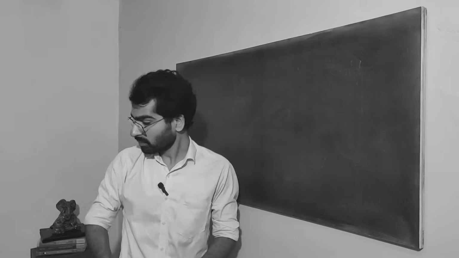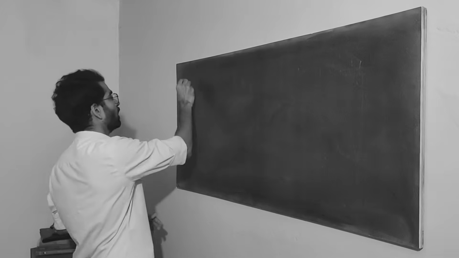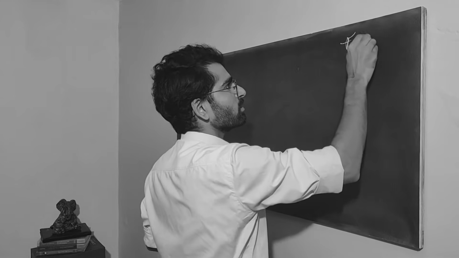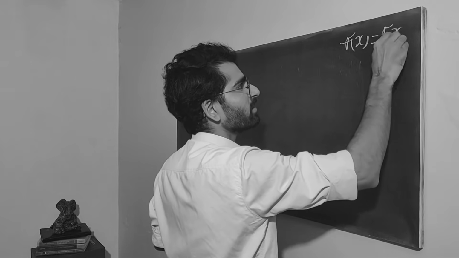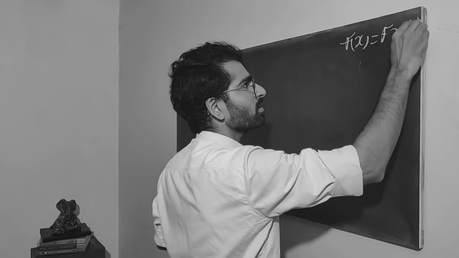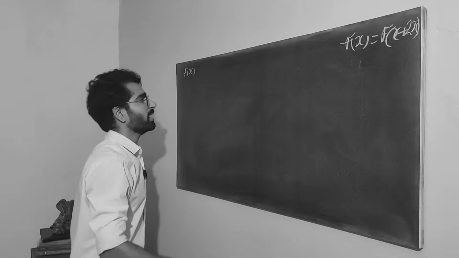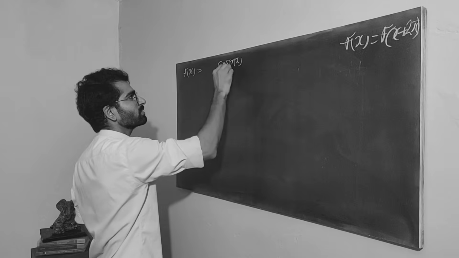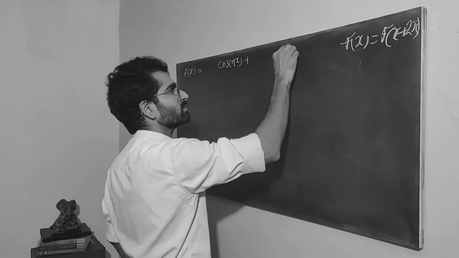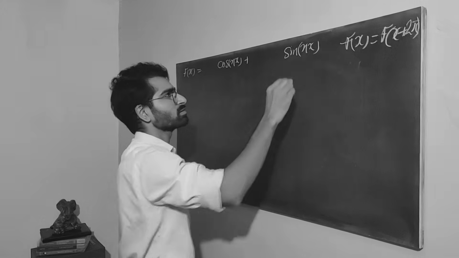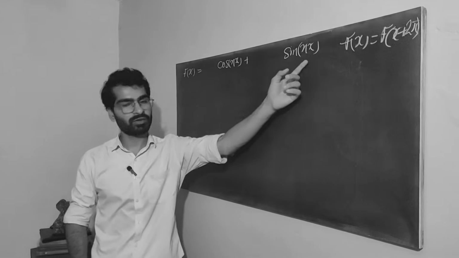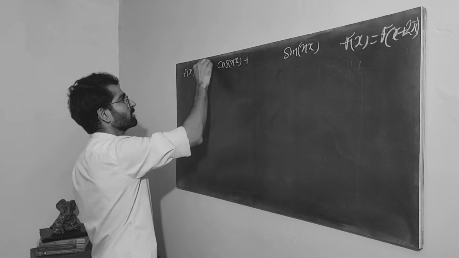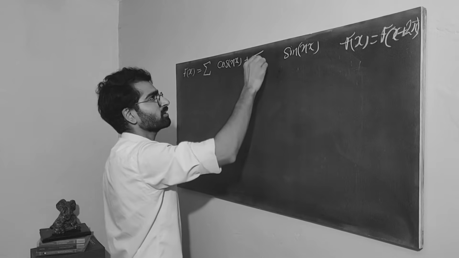So I have a function f of x, and it's a periodic function that is going to repeat itself after a 2 pi period. And I want to write it as the combination of cosines and sines: cosine of nx, sine of nx, and I want to have many of these different cosines, many of these different sines.